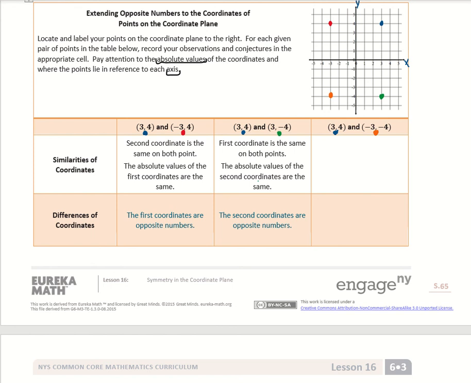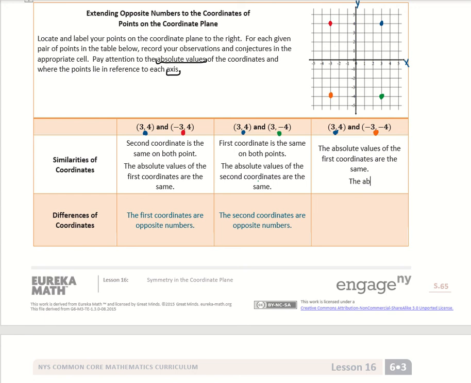Our similarities between the coordinates, it's a little shaky this time. Looking at it right away, I don't see any similarities until I look at the absolute values. We already discussed that the absolute value of 3 and -3 is the same. And the absolute value of 4 and -4 is the same. So the absolute values of the first coordinates are the same.